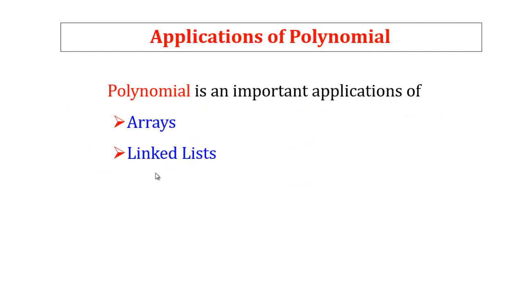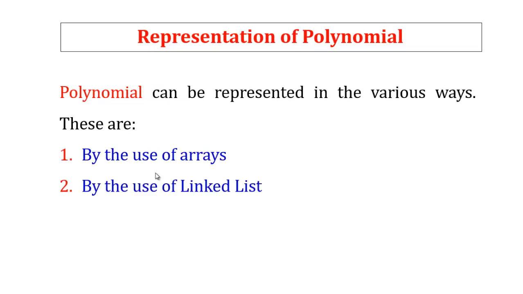Application of polynomial. Polynomial is an important application, used in arrays as well as linked lists. These are the two different scenarios for using a polynomial. The representation of polynomial: polynomial can be represented in various ways. There are two ways: by use of arrays, by use of linked list. Using polynomial terms like 10x, 10x power 2, these expressions can be defined using an array or using a linked list.